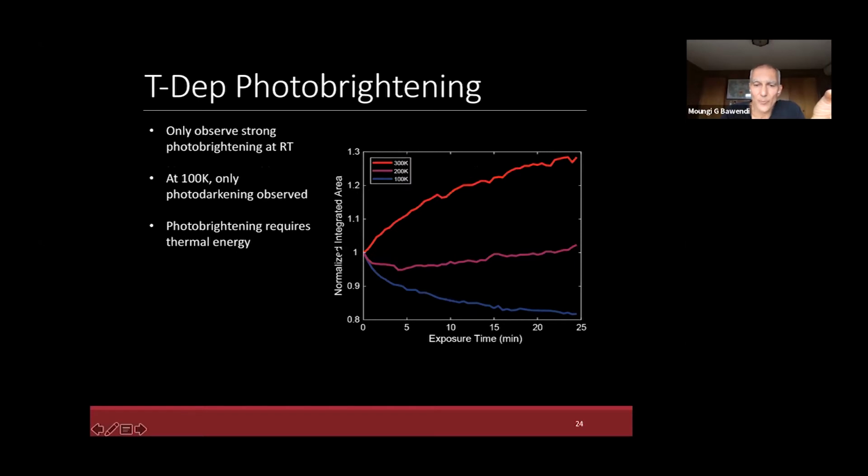And so when we went to try to understand this photobrightening, we found that it really only happens at room temperature. You have to have enough thermal energy. At low temperature, the photobrightening disappears. So you're basically in a static regime, where your lattice is static. You need a little bit of fluctuation in your lattice in order for this photobrightening to happen.